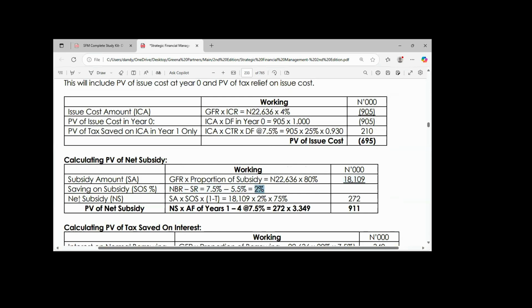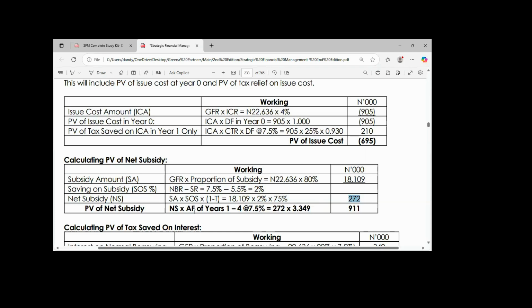The next step is to calculate the net subsidy. Net subsidy is the subsidy amount multiplied by savings on subsidy multiplied by 1 minus tax rate. So the subsidy amount is 18,109. Savings on subsidy is 2%. Then 1 minus the tax rate. The tax rate is 25%, so that will give us 0.75. When you multiply the three together, we have 272. That's the net subsidy. Then the final step is to calculate the PV of net subsidy.